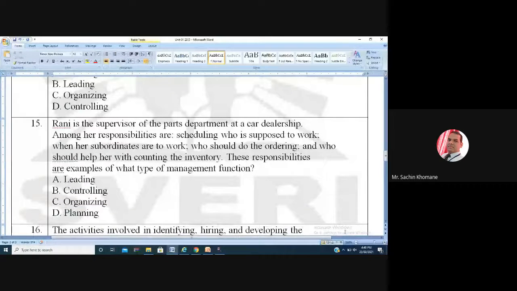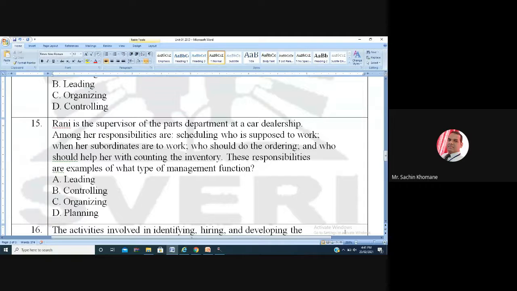Then next, Rani is the supervisor of the parts department at the car dealership. Her responsibilities are scheduling who is supposed to work, when her subordinates are to work, who should do the ordering, and who should help her with counting the inventory. कोण मदत करेल? So she has such responsibilities. These responsibilities are an example of what type of management function?